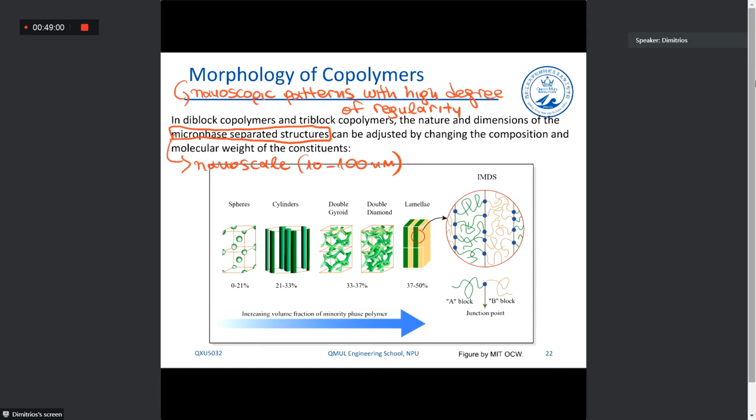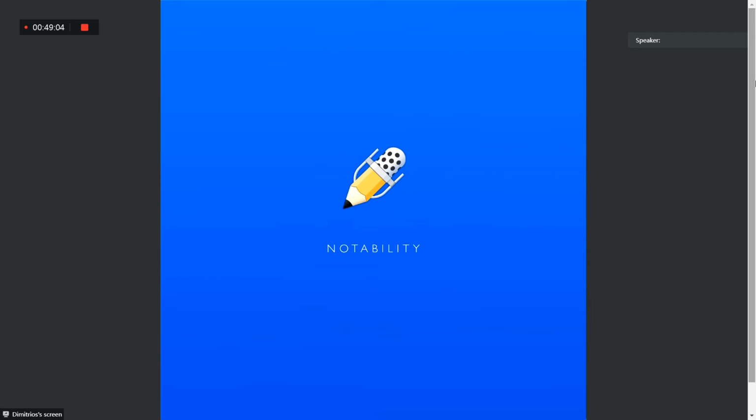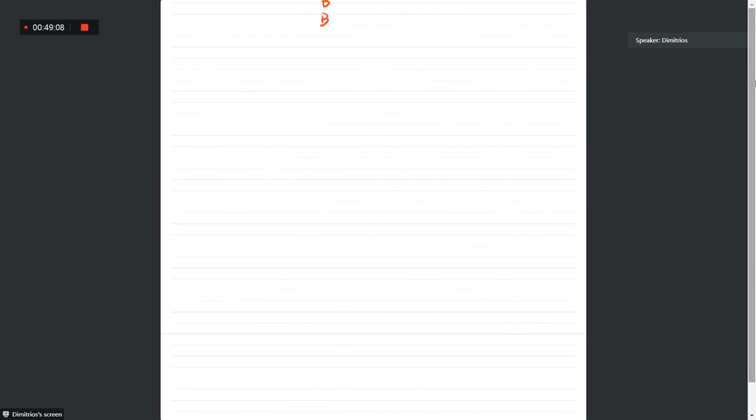So let's go to the notes again. And let's have a look, let's draw a bit. What happens when we move from low content of a monomer towards high content? Okay, let's say we have a block of polymer. Let's say phase structure.